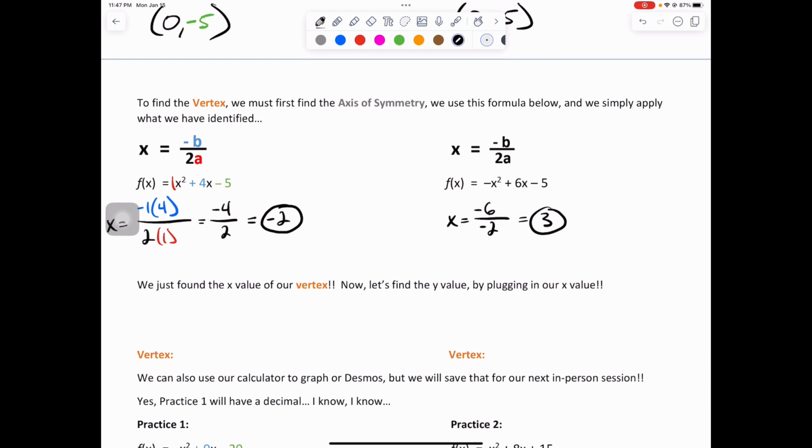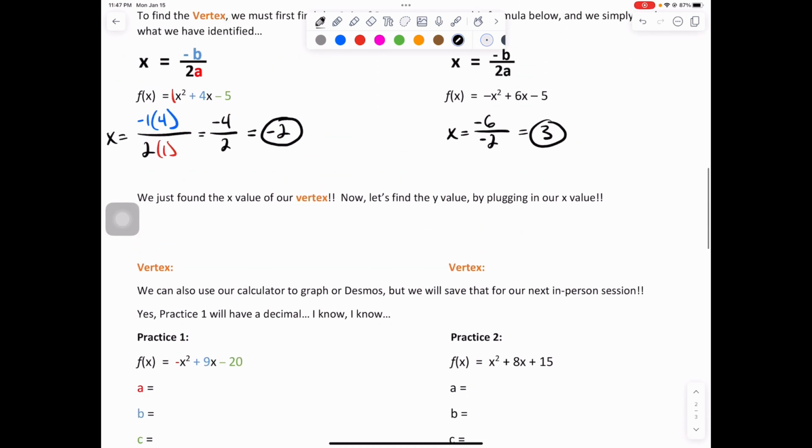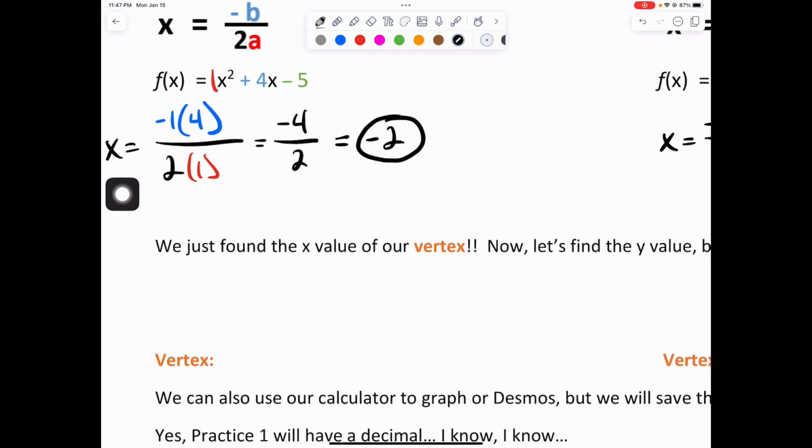All right, moving forward, we just found the x value of our vertex. Now let's find the y value by plugging in our x value. All right, well, here's what we need to do. I'm just going to go ahead and plug in our new x value, because we know that x equals now -2. We're just going to plug it into the function, but remember, we don't need to put the +1 there, because when we multiply by a +1, the number stays the same.